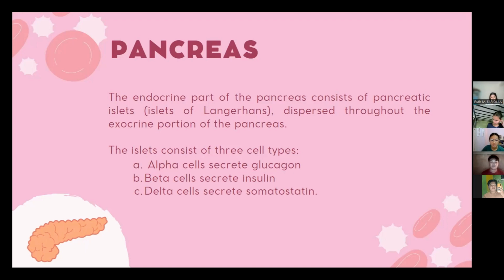Third are the delta cells, which secrete the hormone somatostatin, which has inhibitory effects on both insulin and glucagon. Somatostatin helps regulate the release of these hormones and contributes to the overall balance of blood glucose levels. Next, please.